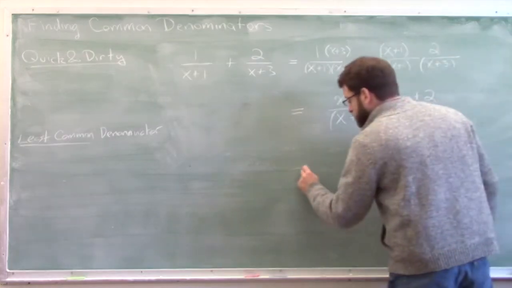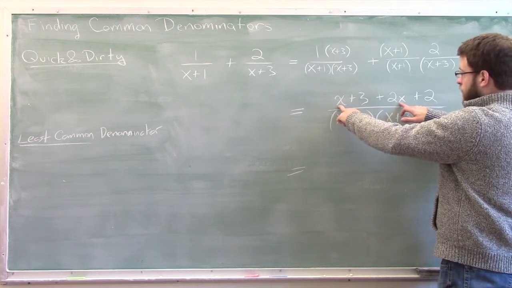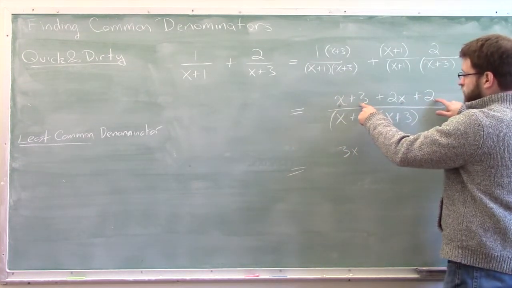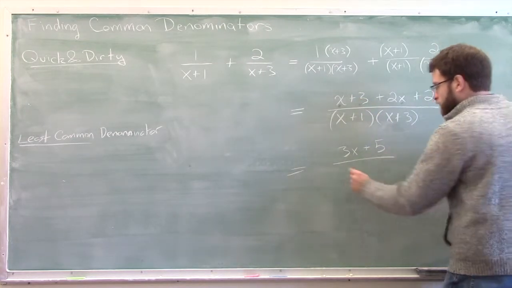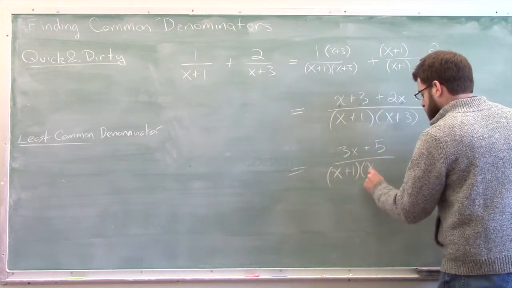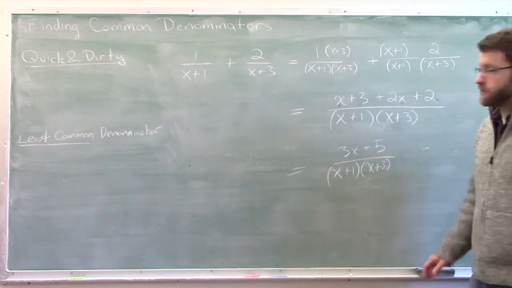Now we can combine like terms. I see two separate x terms: 1x here and 2x here, add those together to give me 3x. And then I see these constant terms, a plus 3 and a plus 2. Adding those gives me plus 5. And that completes that example.